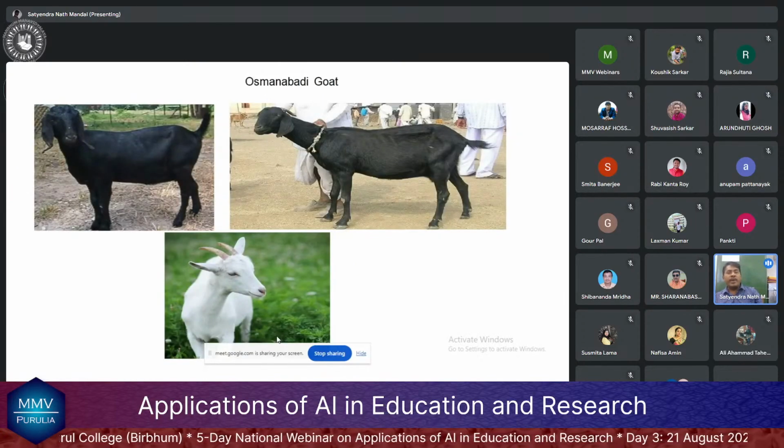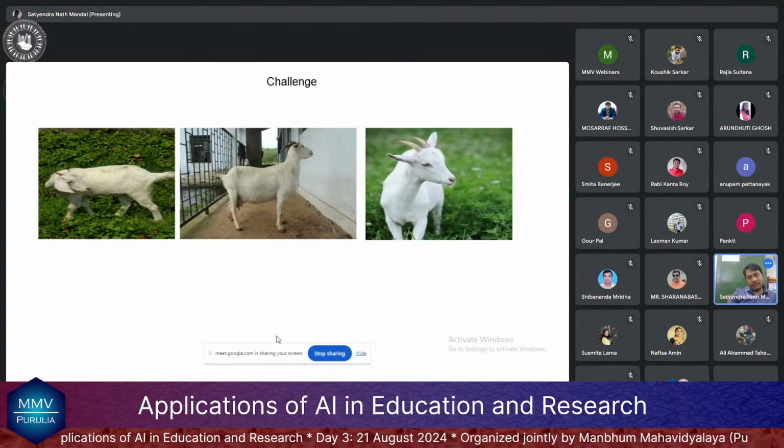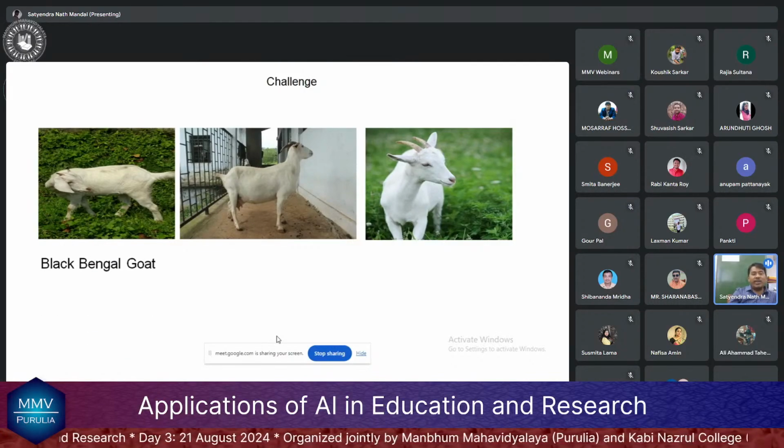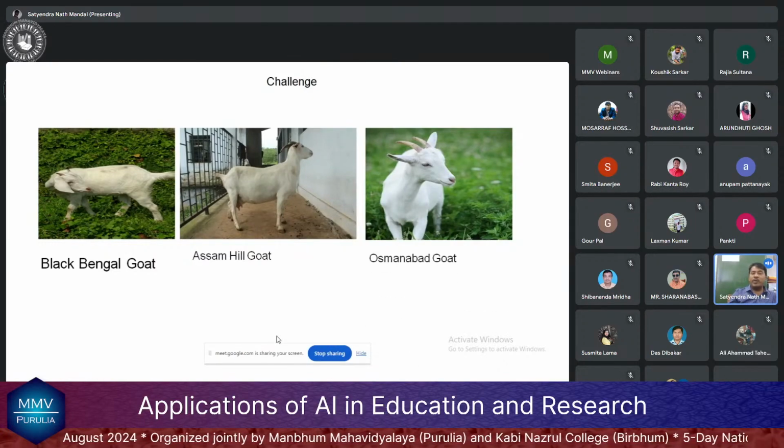Now this is the Osmanabadi goat. This also looks the same. This is the challenge. The look is the same, so the machine may get confused. But the first one is the black Bengal goat, the second one is the Assam hill goat, and the third one is the Osmanabadi goat.